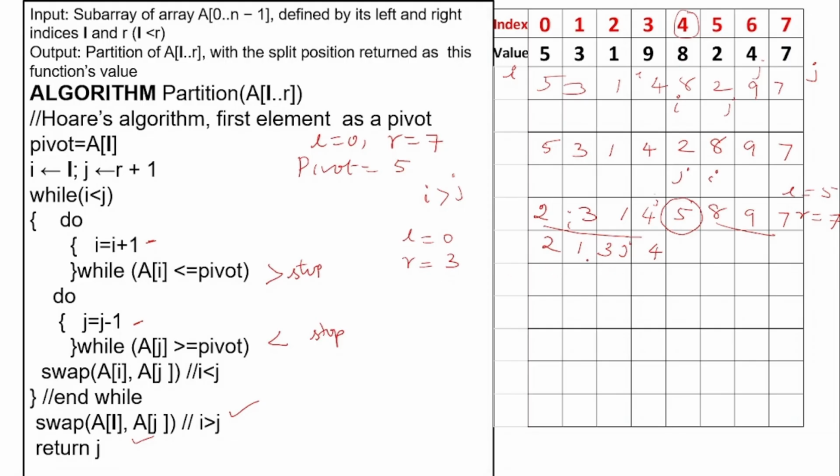So now I is here and J is here. Now I is incremented, 3. So this is greater, and greater means stop. So now I comes here. J, 2 and 3. This is greater, so decrement J. So now it crosses. If it crosses, A of L and A of J have to be interchanged. So 1, 2, 3, 4. Okay, so now 2 has got its position.